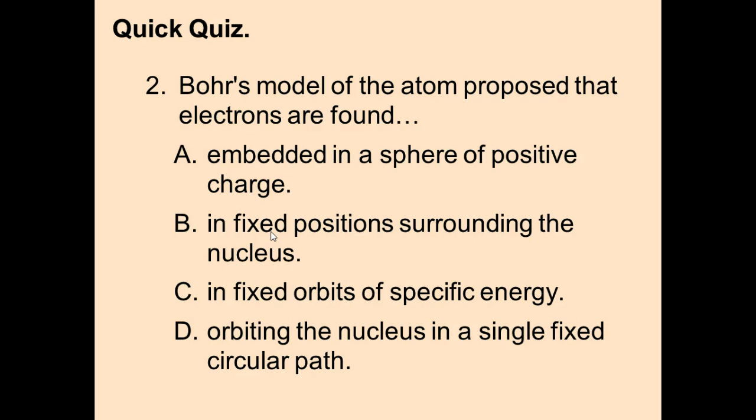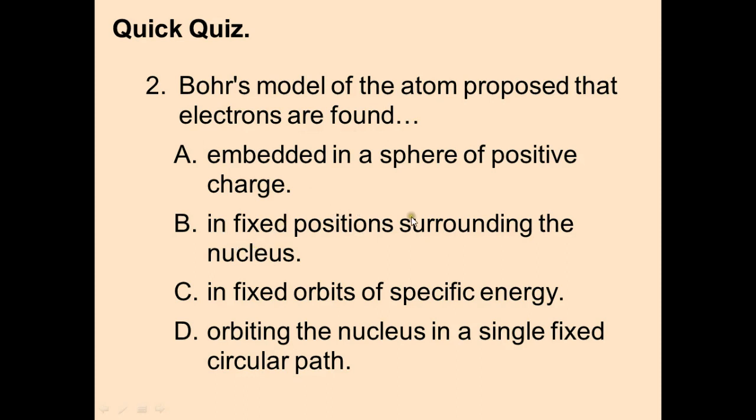And question 2, Bohr's model of the atom proposed that electrons are found in A, embedded in a sphere of positive charge, B, in a fixed position surrounding the nucleus, C, in fixed orbits of specific energy, and D, orbiting the nucleus in a single fixed circular path. Well, we can look through every answer and eliminate some. So, A, embedded in a sphere of positive charge. He never said that they're embedded in a sphere, so you can eliminate A.